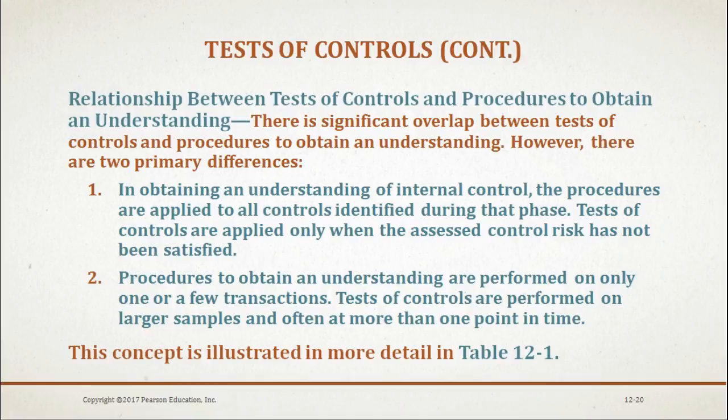There is significant overlap between the test of controls and procedures to obtain an understanding of internal controls. However, there are 2 primary differences in the application of these common procedures. The first difference is when, in obtaining an understanding of internal control, the procedures are applied to all controls identified during that phase. In contrast, the test of controls are applied only when the assessed control risk has not been satisfied.